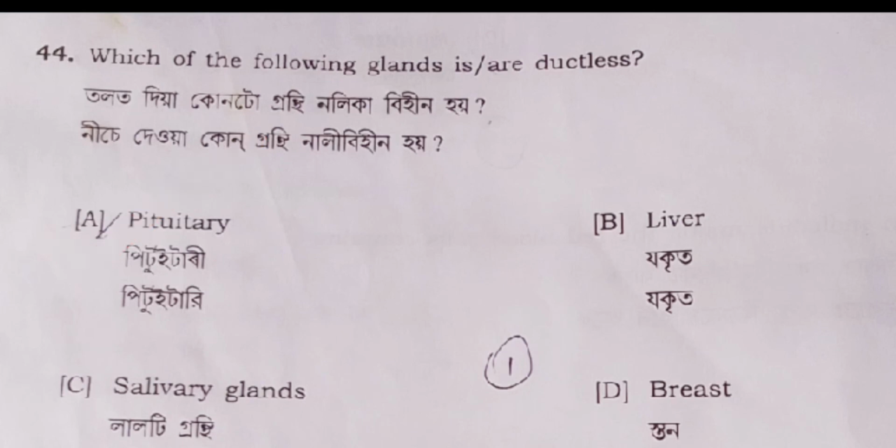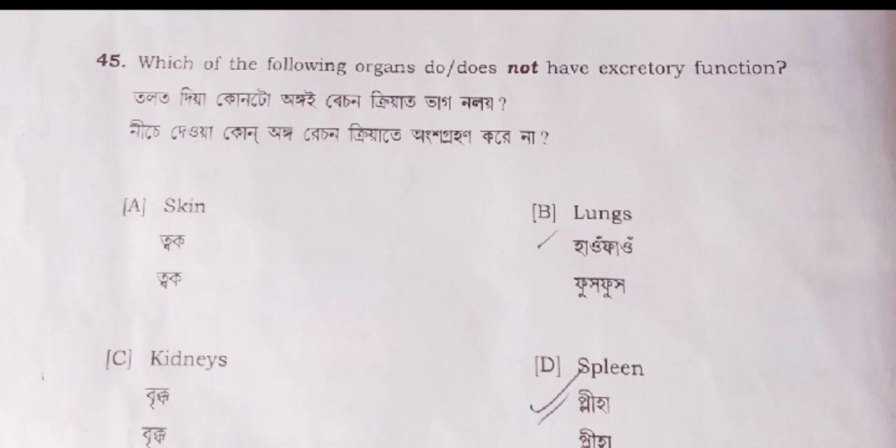Question is, which of the following organs do or does not have excretory function? So the options given are A, skin, B, lungs, C, kidneys, and D, spleen. The correct answer is D, which is spleen.